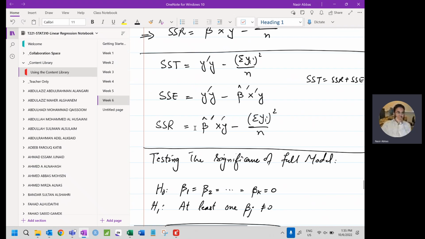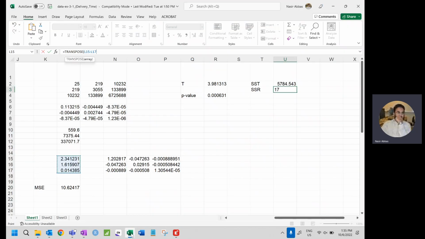So I'll find beta hat prime multiplied by x prime y. Now look here. This is my beta hat. I'll take the transpose of this one, and this is my x prime y, which I used in calculating beta hat. So I'll take the transpose of this beta hat and multiply it by x transpose y, minus the correction factor, which I copied from the formula.